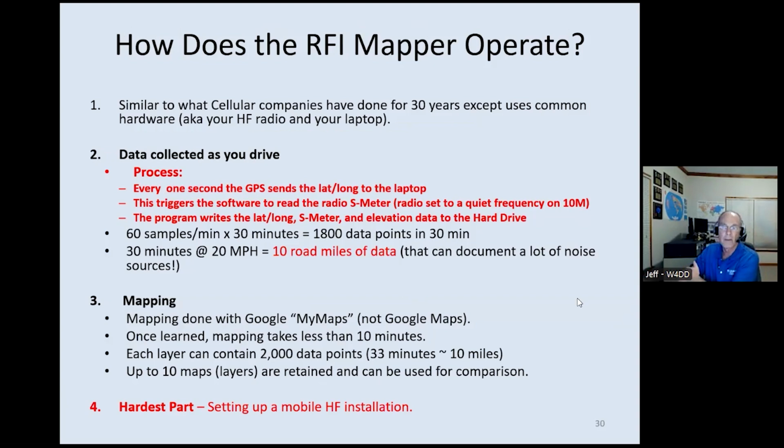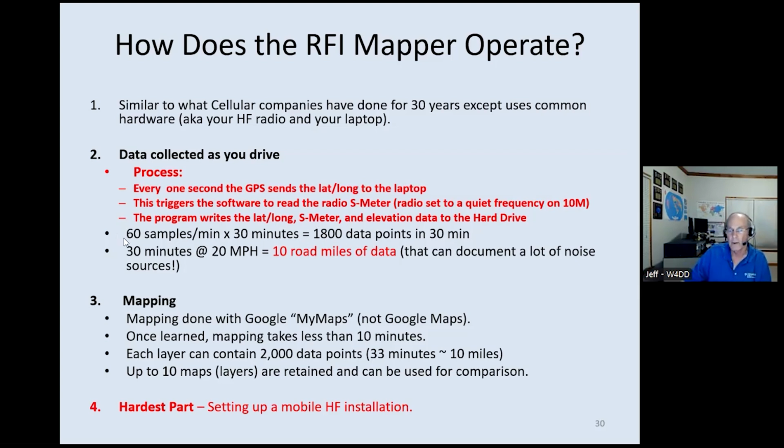So for RFI Mapper, how does it operate? Really pretty straightforward. I first saw this kind of stuff back in the 1990s when I worked for a cellular company. What it does is the process, every 1 second, the GPS sends the lat long to the laptop, which triggers the software to read the S meter from the radio. And I'm usually sitting on a quiet frequency on 10 meters because there's a lot of quiet up there. Once the data is collected, the program writes the lat long, S meter, and elevation data to the hard drive.